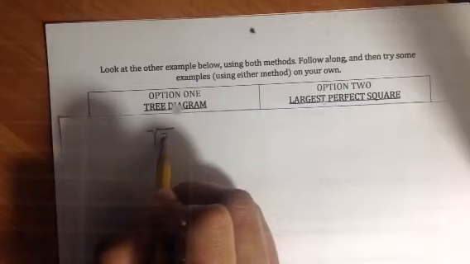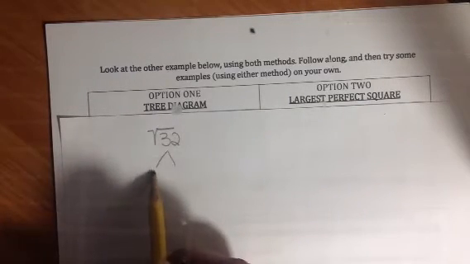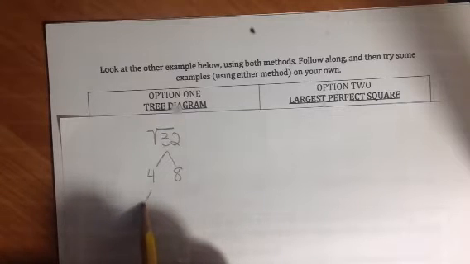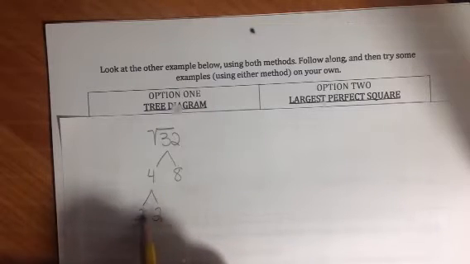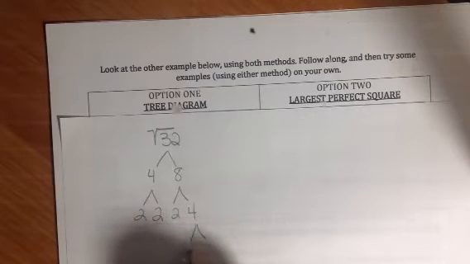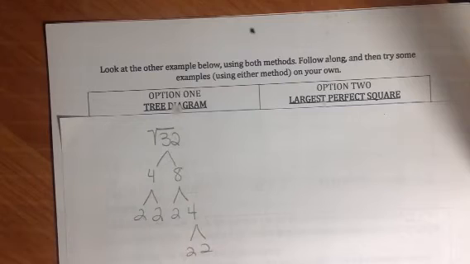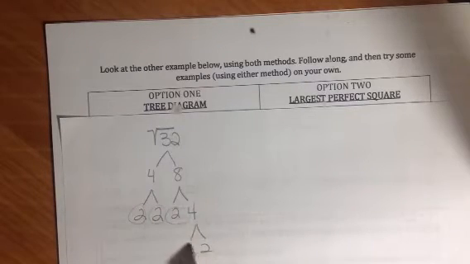Okay, I'm going to use the tree diagram, so I know that 4 times 8 gives me 32. 2 times 2 is 4, I can break this up into that. 8 is 2 times 4, and then I can break this into 2. So 2 is a prime number. This is a prime number. That's a prime number. So all of my branches are broken down into prime factors.